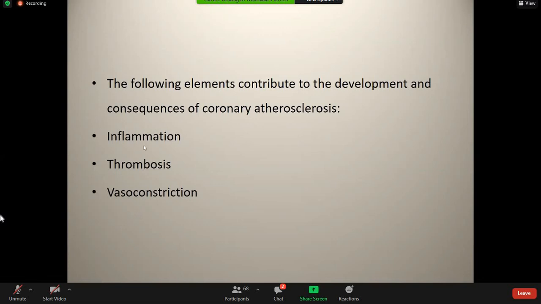The following elements contribute to the development of the coronary atherosclerosis. What are the causes of the development of the coronary atherosclerosis? They are inflammation, thrombosis, and vasoconstriction. Inflammation plays an important role at all stages of the atherosclerosis. Inflammatory cells are present during all stages of the plaque formation.